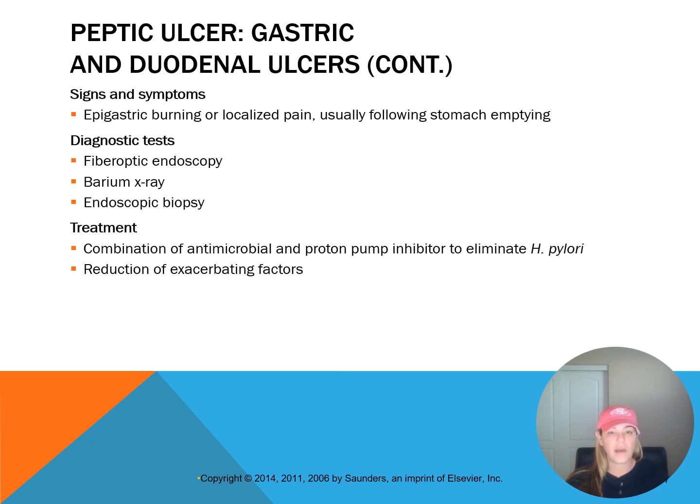Signs and symptoms of ulcers: epigastric burning. Tests will include an endoscopy or barium X-ray, and an endoscopic study or biopsy will diagnose. If you have the H. pylori bacteria, they will treat with antimicrobials along with proton pump inhibitors until the bacteria is gone. We also tell you to cut out anything that exacerbates the ulcers: alcohol, fatty foods, fried foods, spicy foods. We tell people to stop eating those.